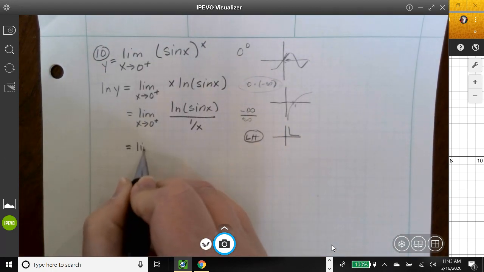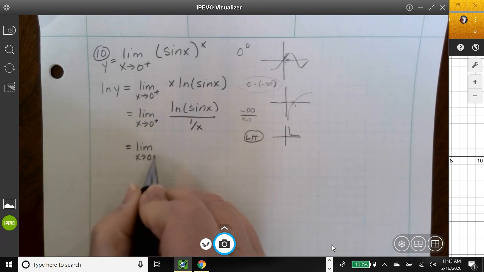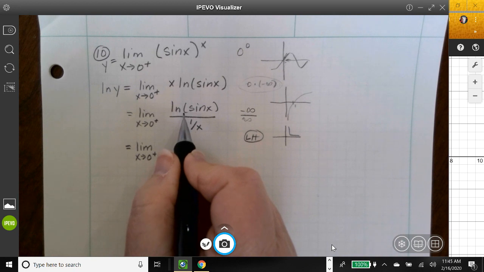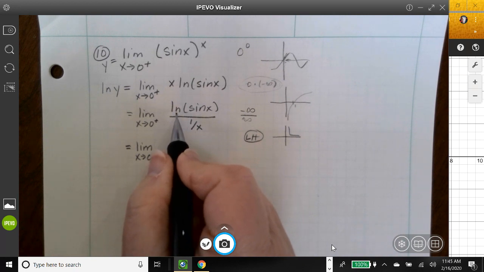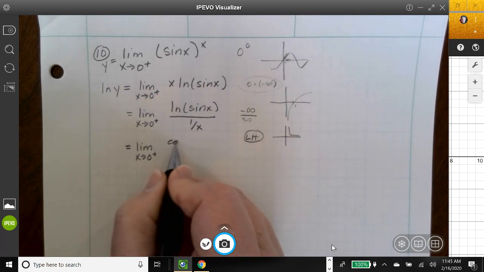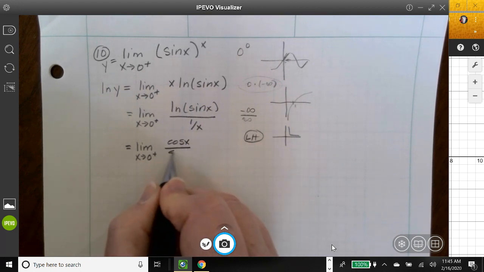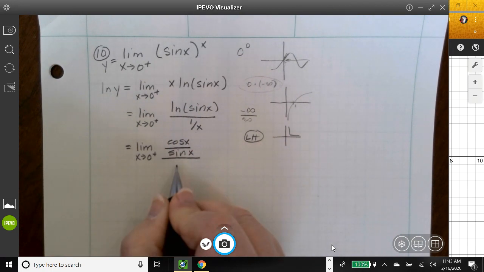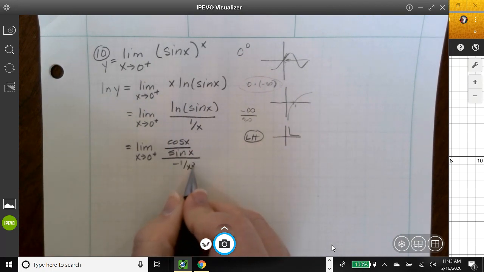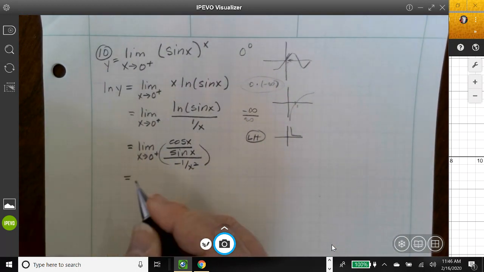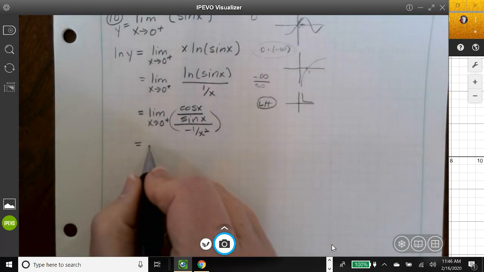And that's the limit then is equal to the limits of their rates of change. Well, what is the derivative of a log? Well, it's the derivative of the argument, which is cosine x, over the argument, which is sine x, divided by, here, I'm going to take the derivative of the denominator, which is negative 1 over x squared. And I'm not going to use L'Hopital's right away. Let's do a simplifying step.